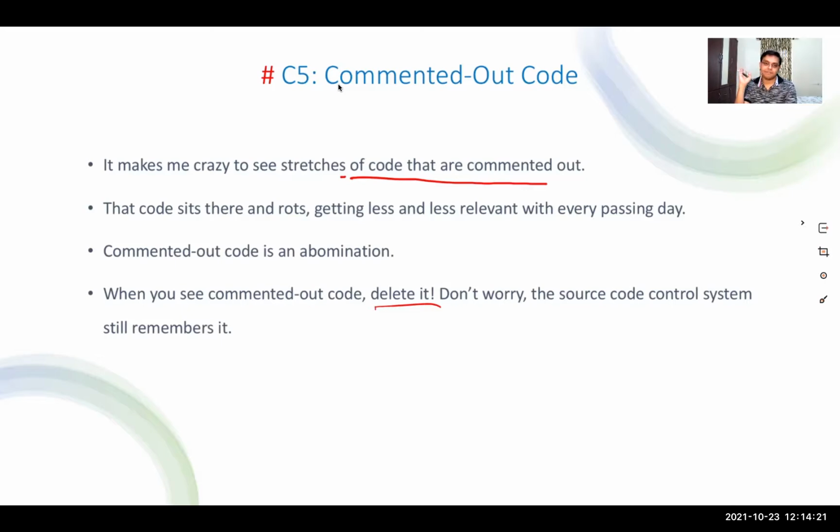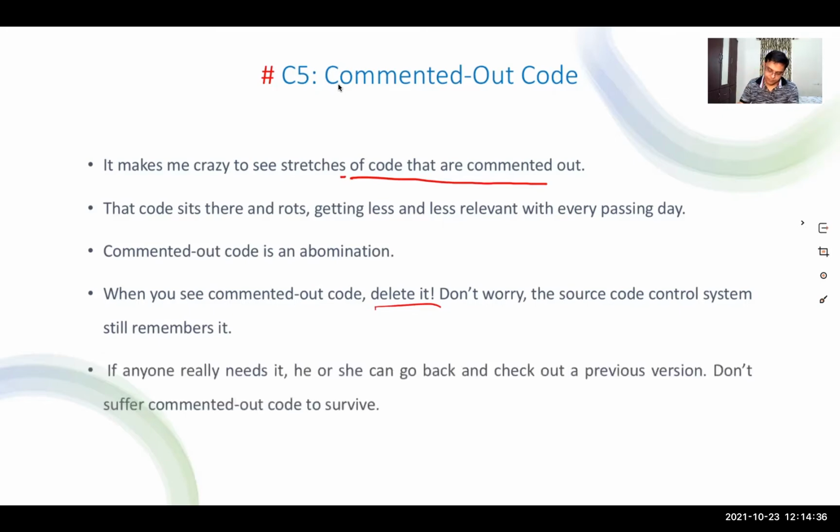Day by day, it becomes irrelevant, and finally you have to avoid it, because this brings a lot of smells into your code. So if you find any commented out code, delete it, don't worry. Okay, if anyone really needs it, he can go back into the repository system, get the previous version, and find these things. Why should everybody suffer because of this commented out code, right?